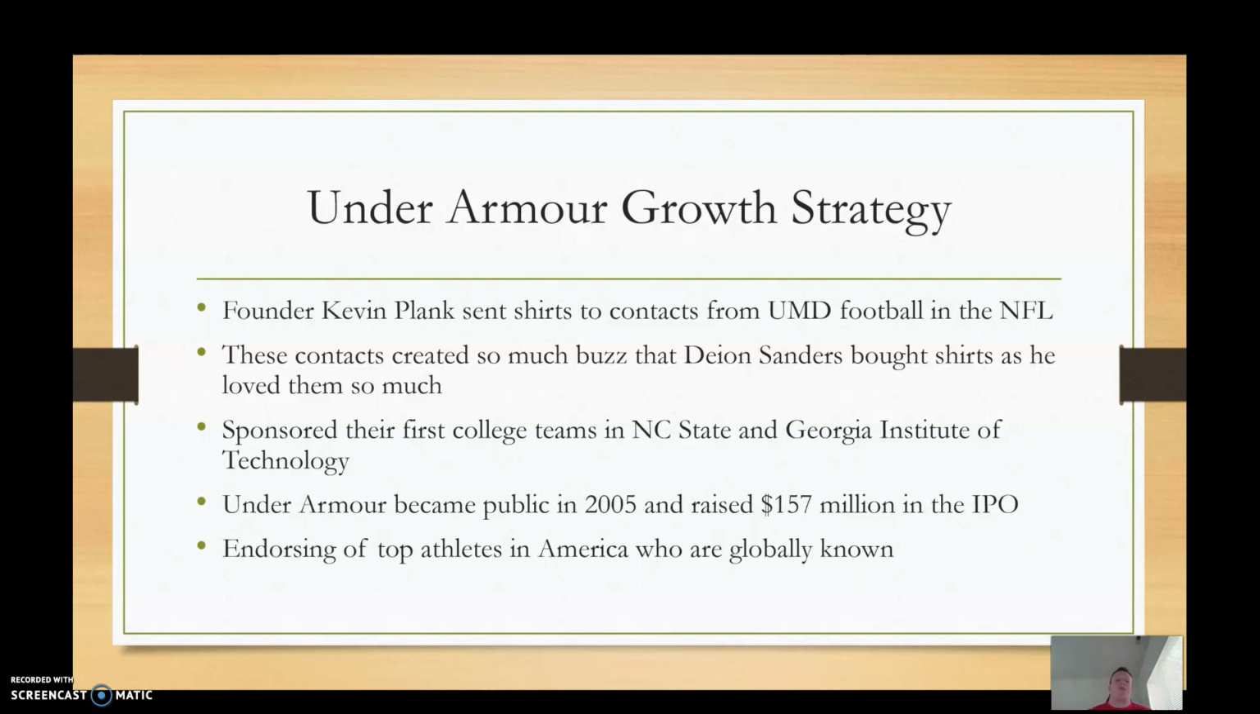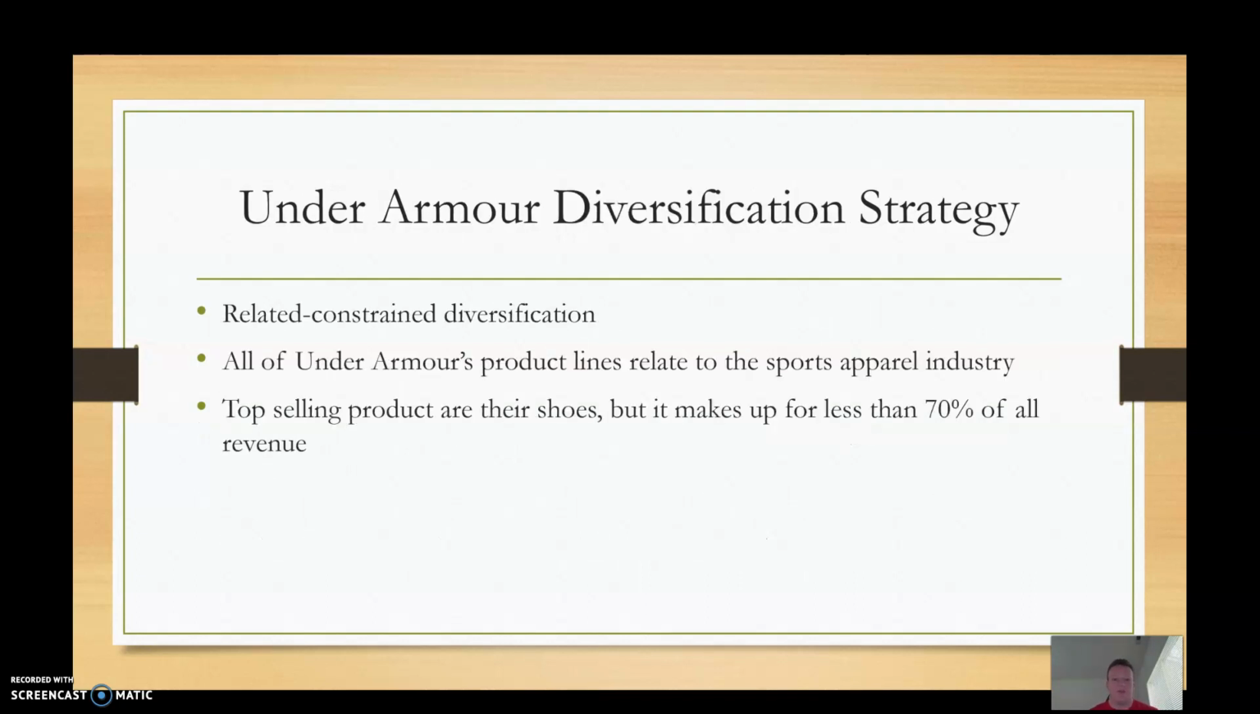Their growth strategy: when the company was founded, Kevin Plank sent shirts to contacts from the University of Maryland football and the NFL. They loved the shirts so much, keeping them comfortable. Even Primetime Deion Sanders bought some shirts to spread them around. They also started sponsoring college teams with North Carolina State and Georgia Institute of Technology. And then Under Armour became public in 2005 and raised $157 million in the IPO, endorsing some of the top athletes in America and the world, like Steph Curry, Tom Brady, Ken Oon, Dwayne The Rock Johnson, and like I said before, athletes like Lindsey Vonn and stuff like that too.